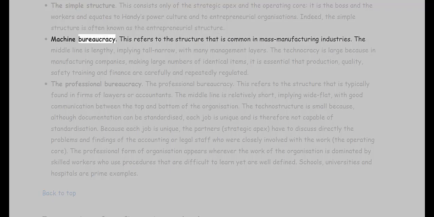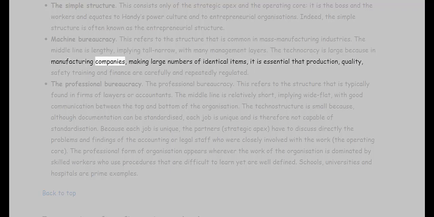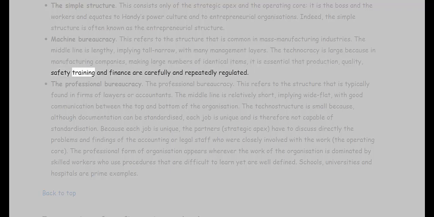Machine bureaucracy. This refers to the structure that is common in mass manufacturing industries. The middle line is lengthy, implying tall narrow, with many management layers. The technocracy is large because in manufacturing companies, making large numbers of identical items, it is essential that production, quality, safety training and finance are carefully and repeatedly regulated.